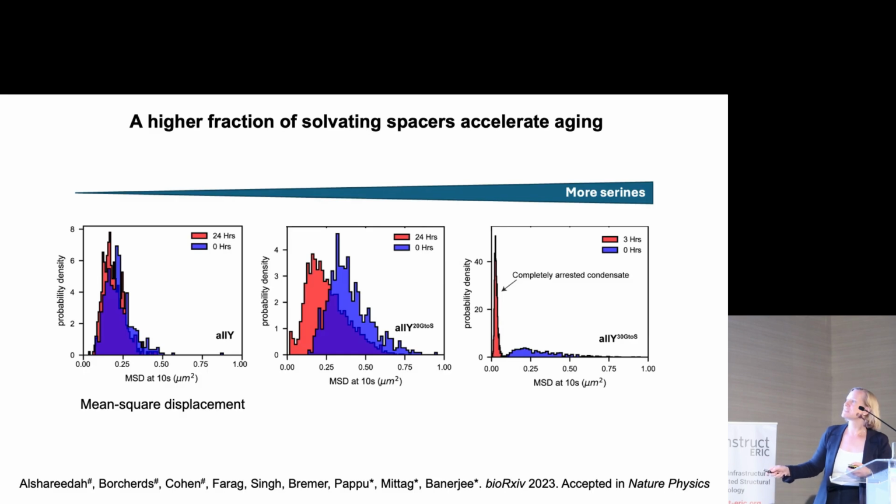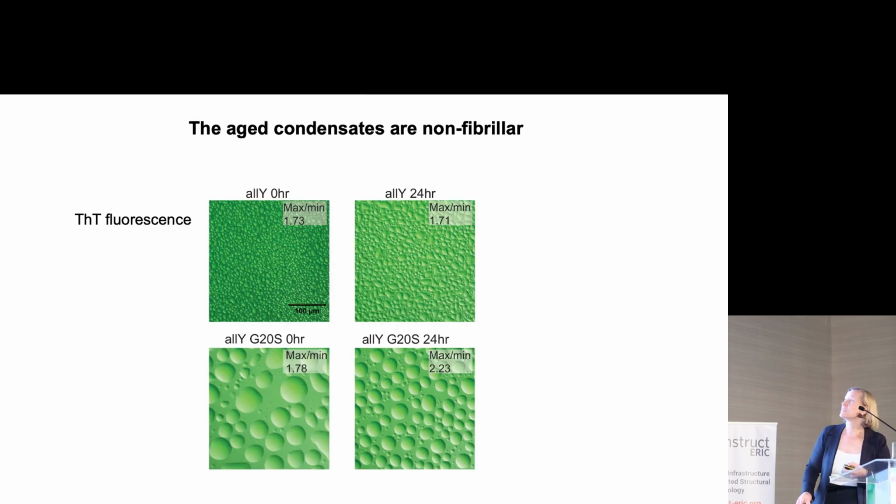We can quantify this here, and we can see that over 24 hours, for this particular protein where we have tyrosines in the sequence, we don't get any changes to the mean square displacement. But when we replace an increasing number of glycines with serines, we get some slowing down over 24 hours. And in this variant, these condensates are completely arrested after 3 hours. So we can manipulate the time scale of their aging by manipulating the sequence.